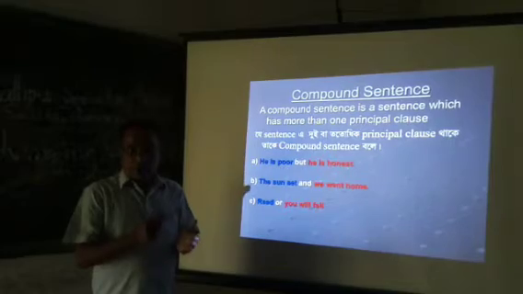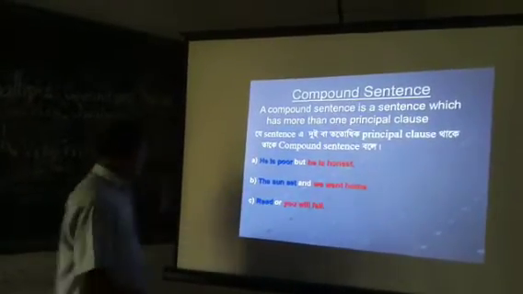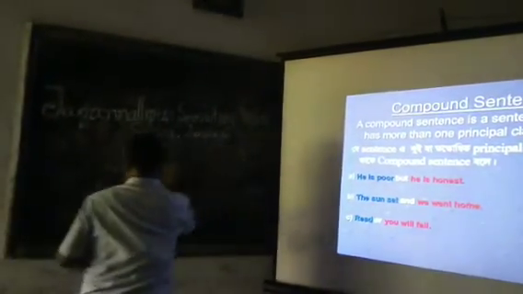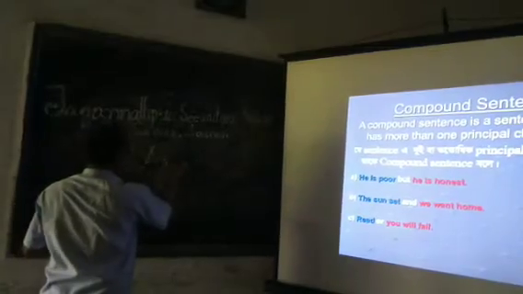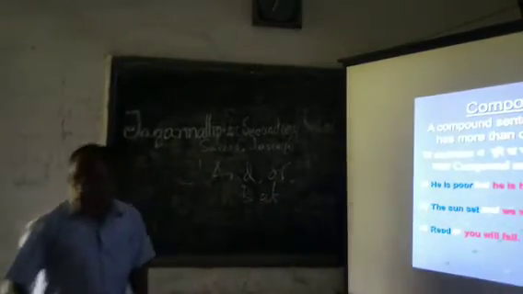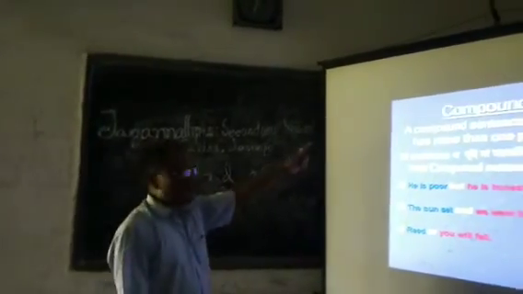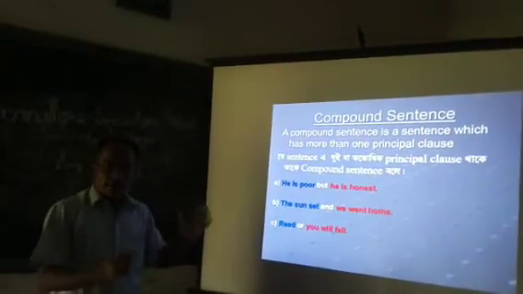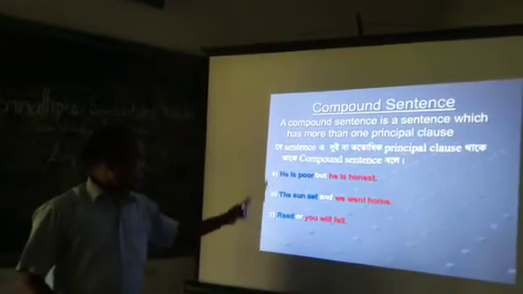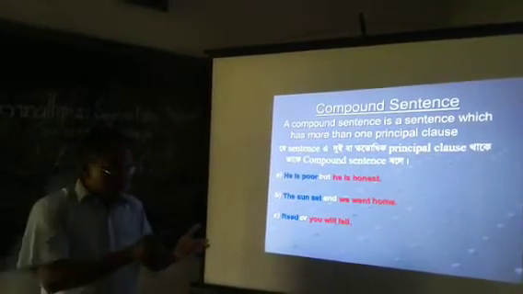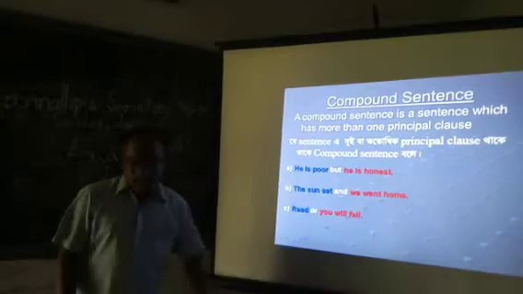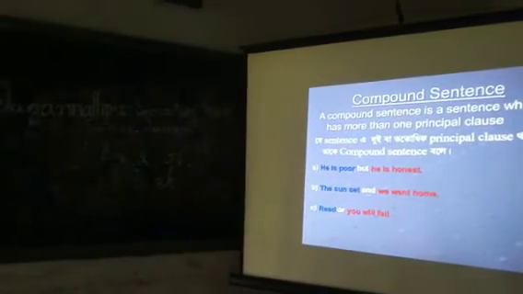If we find and or but, then we can say it is a compound sentence. So at last we can decide that if any sentence is combined with and or but, it is compound. There is no conjunction in a simple sentence, and other conjunctions will make a complex sentence.